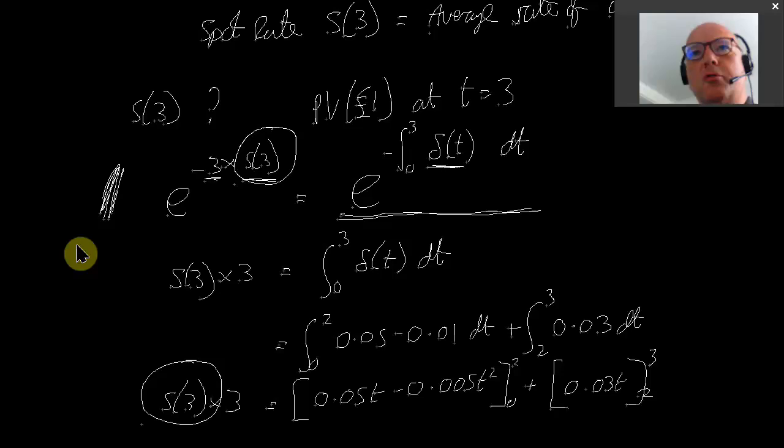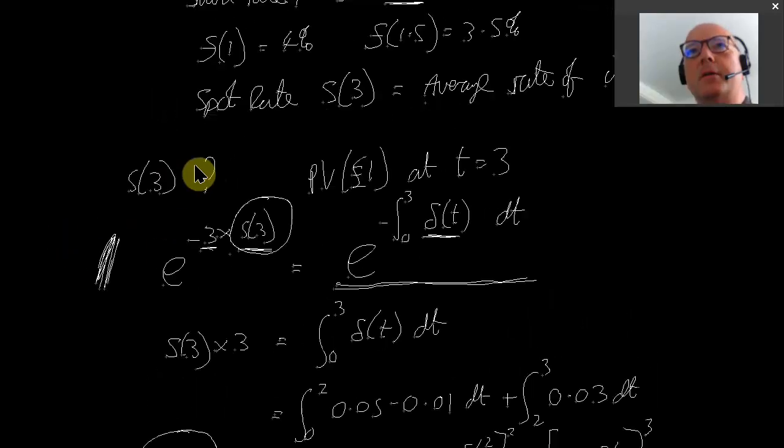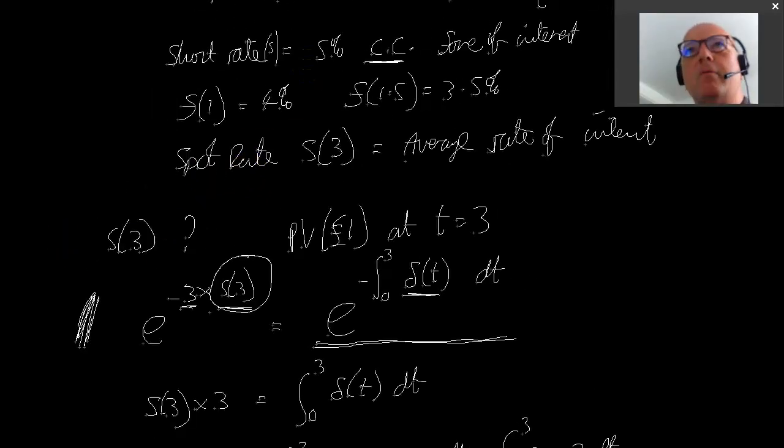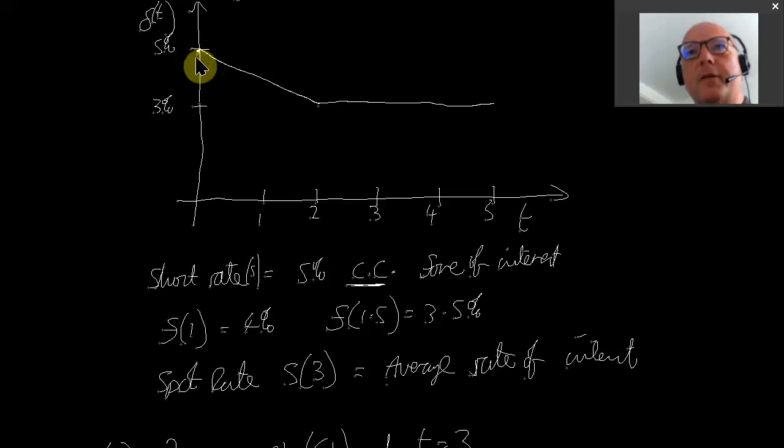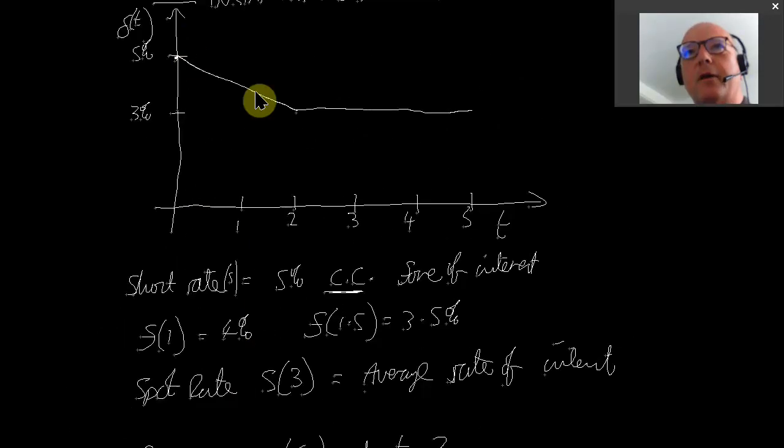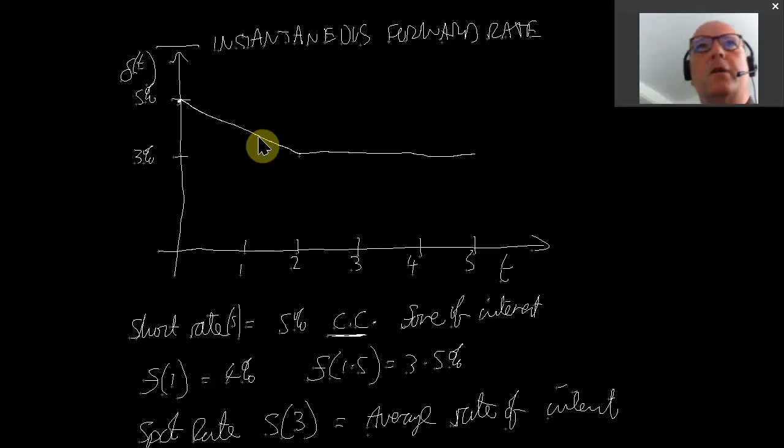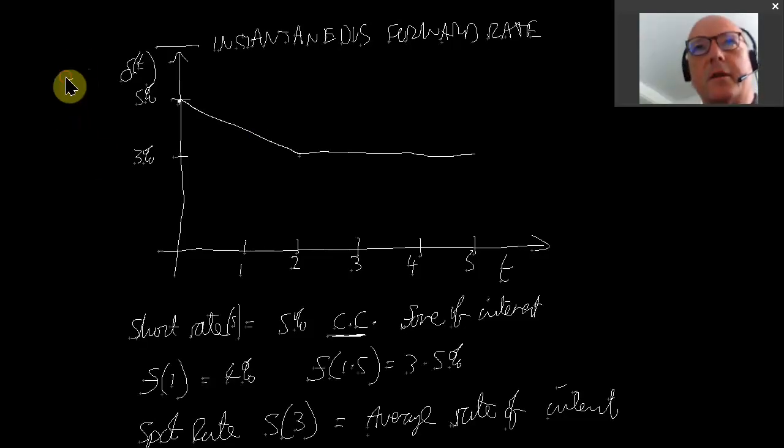So we've got the short rate, which is the instantaneous rate right now, which is the 5%. We've got the spot rate at any given term, which is the average rate of interest up to that point. We've got the instantaneous forward rate, which is literally the value on the curve. So you can think of this as the graph of f of t as well as the force of interest.